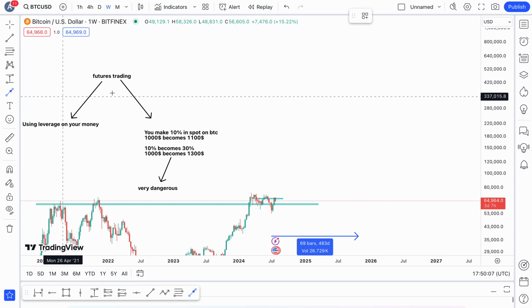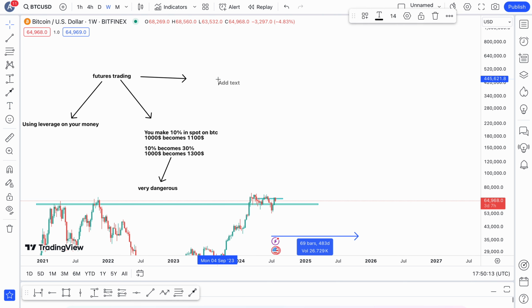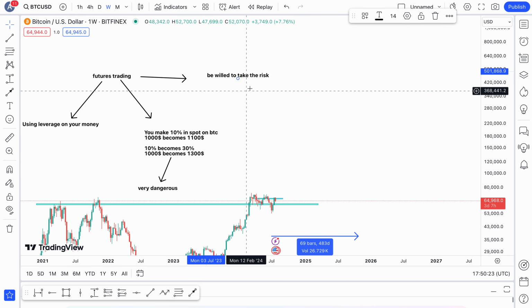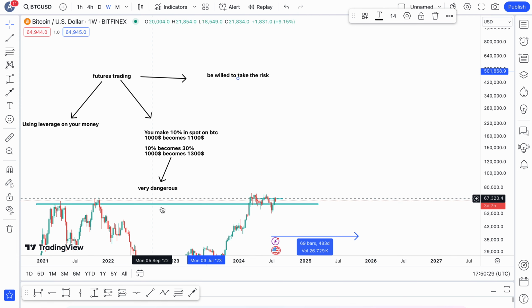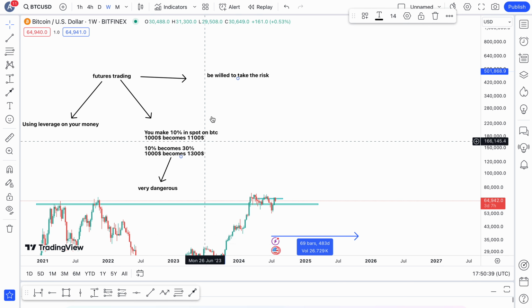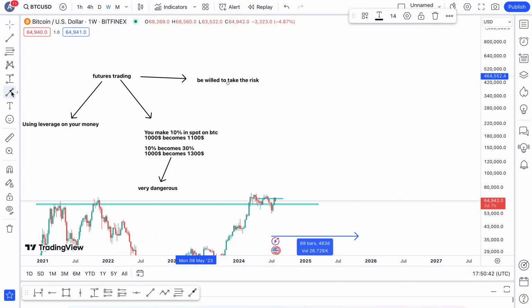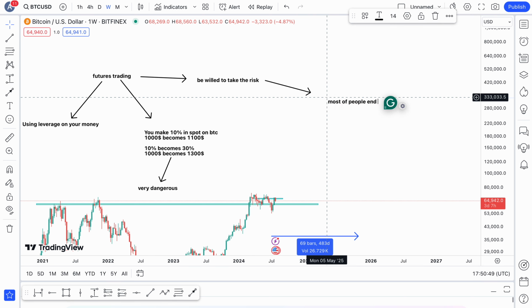The thing with futures trading is you have to be willing to take the risk. Because most of the newbies think that, okay, this is great, you can make a lot more money, and they are willing to take the risk, but they do not realize the danger. They are very unaware, and most of you are as well, even with a lot more experience, of how dangerous leverage can be. And eventually, even though you are willing to take the risk, most people end up losing or liquidating.